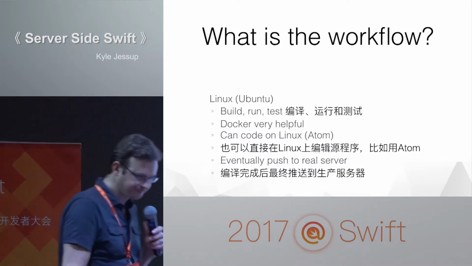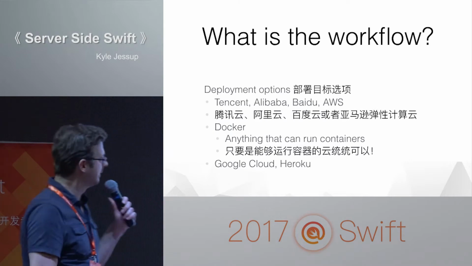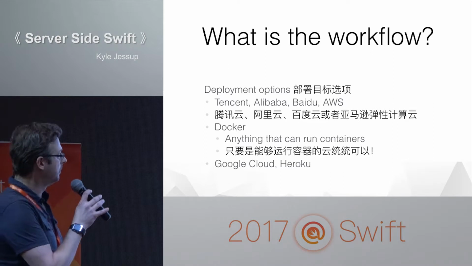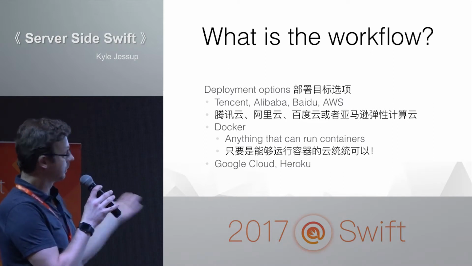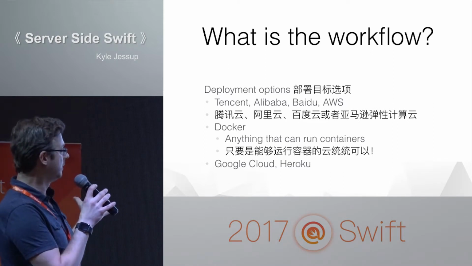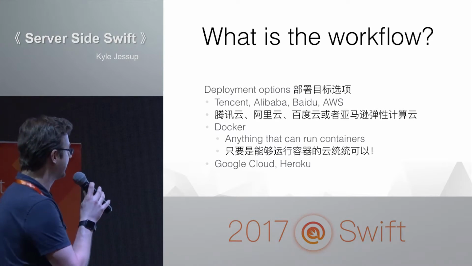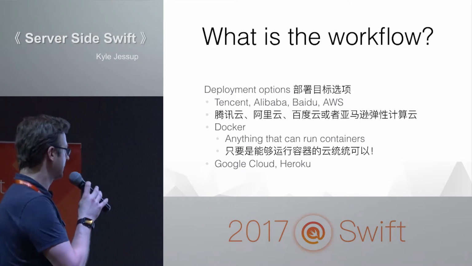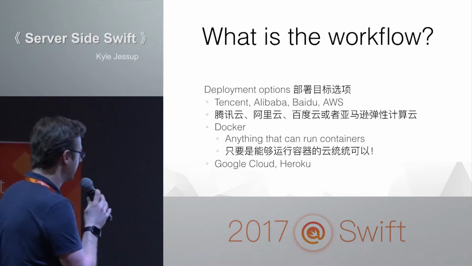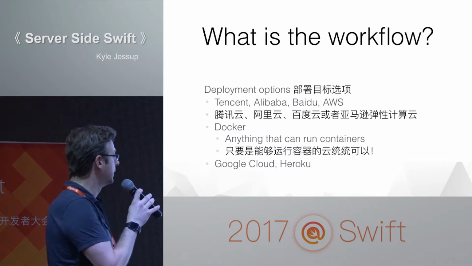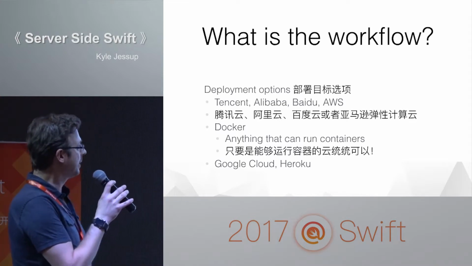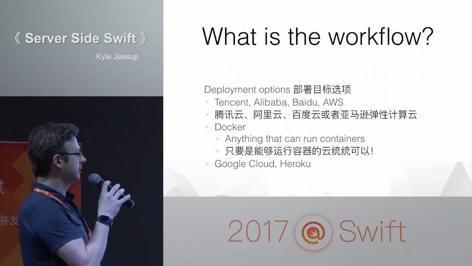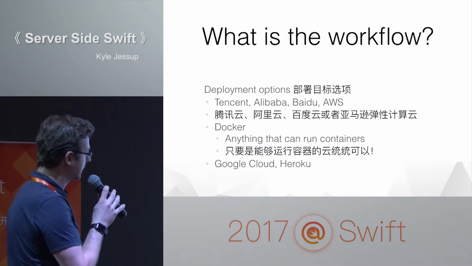Eventually, push it to the real server. And that is what we call deployment. There's quite a few options. Many here that we've listed, according to Rocky, are services that you guys would have decent access to here. There's a few that you might not have decent access to. Access to Google Cloud can be a little sketchy from what I'm told. At Tencent, Alibaba, I do AWS, and Docker, again, anything that can run containers.